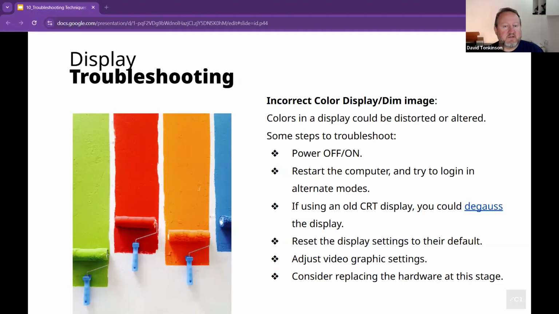We can get simple things such as the incorrect color display. Could be distorted. Some simple steps we can do if we think our color display is wrong. Yeah, turn it off and on again. While we know it's a classic IT solution. Restart the computer and try logging on as an alternative.